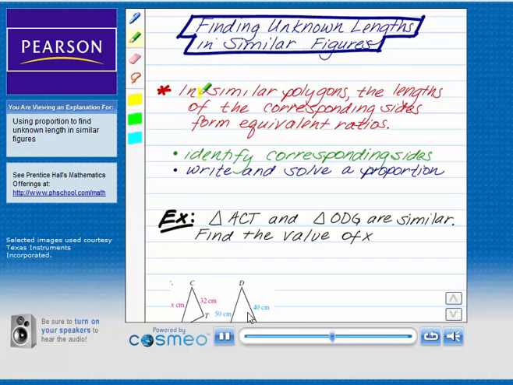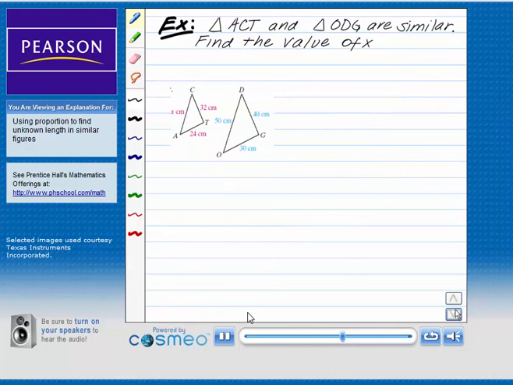The key concept here is that in similar polygons, the lengths of the corresponding sides form equivalent ratios. So our corresponding sides form equivalent ratios, also called proportions. Now, what we need to do is first identify the corresponding sides, especially if there's a missing length and we're looking for an unknown length. So you need to involve the side that's unknown with its corresponding side of the other polygon, and then write and solve a proportion. Let's walk through an example.